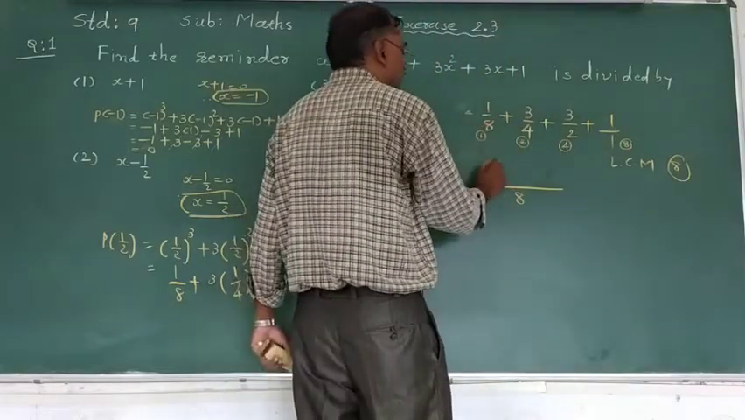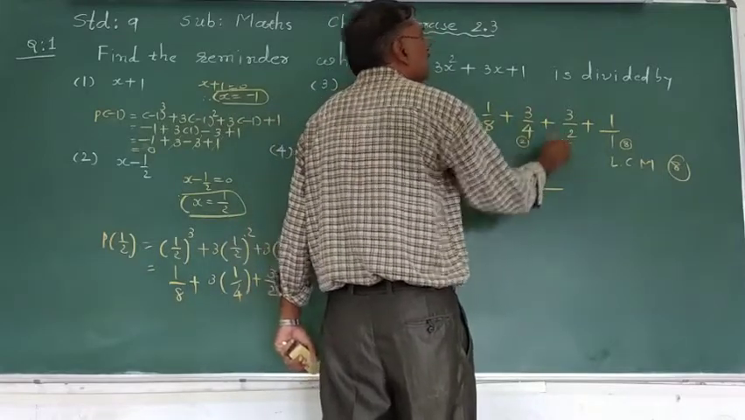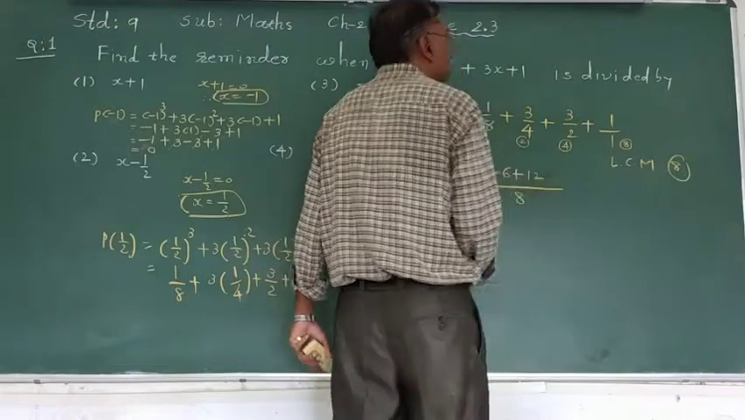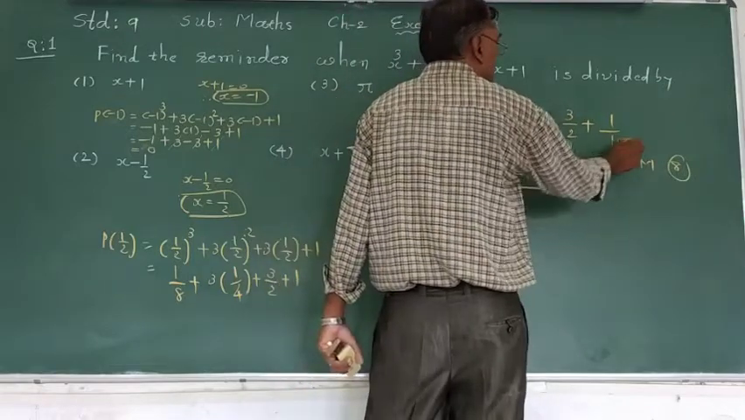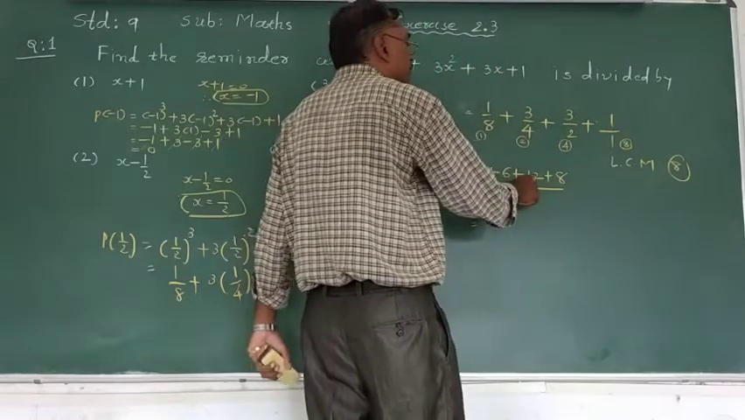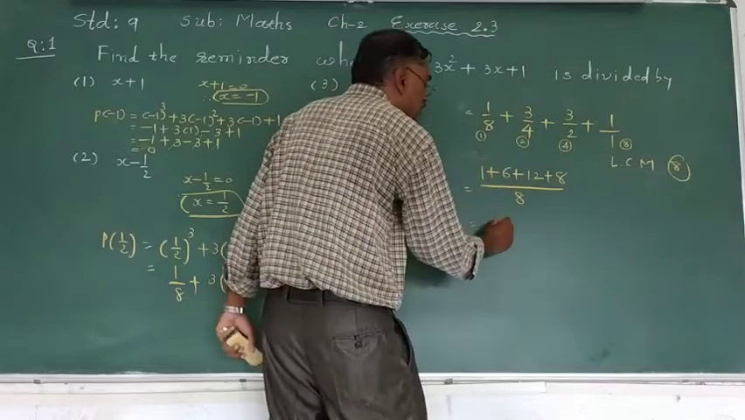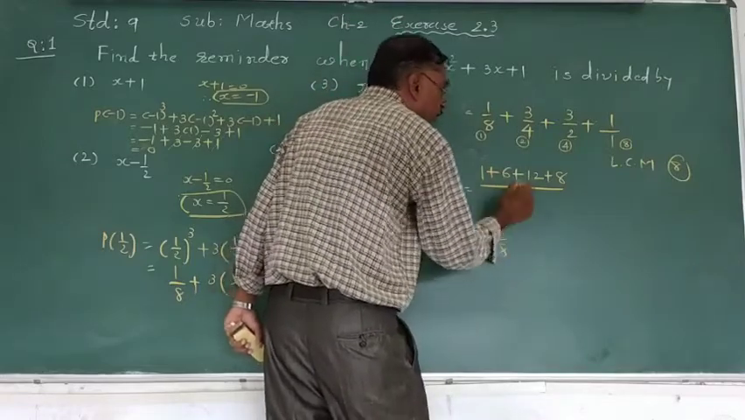So 1 one is 1, plus 3 twos are 6, plus 3 fours are 12, plus 8 ones are 8. Now make the addition. 12 plus 8, 20. 20 plus 6, 26. 26 plus 1, 27 upon 8.